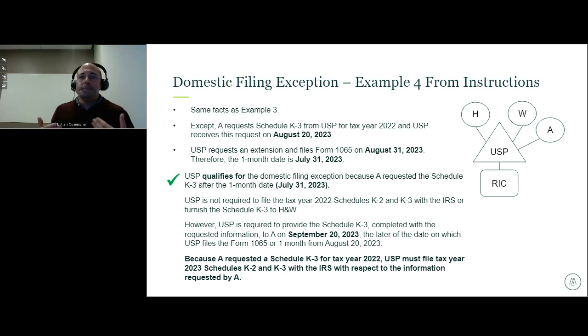So a lot of this just goes to we're going to have a lot of communication back and forth between the person preparing the return, the partnership, and partners, and we're going to need to keep this information if we want to meet this domestic filing exception. If we file the K-2 and K-3 and we don't try to meet the exception, none of this would be relevant.